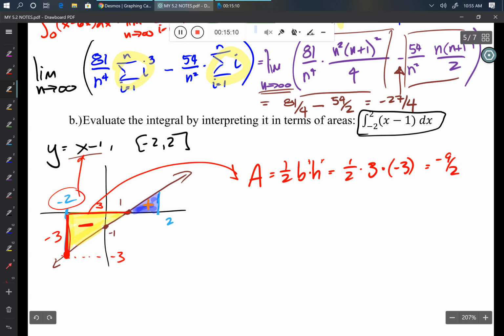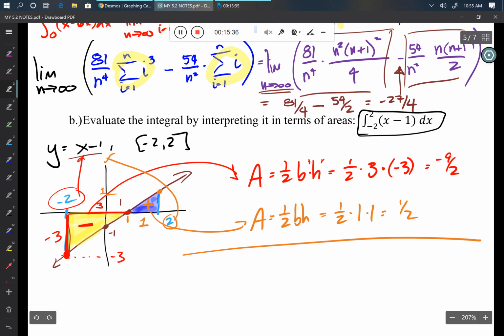How about the positive piece? What's going to be the area of the positive piece? Well, the formula is still 1/2 base times height. If this is 1, then this side over here has a length of 1. And this point right here, if I take 2 and I plug it into the equation, has a height of 1. So it has a base of 1 and a height of 1. So it has an area of 1/2.